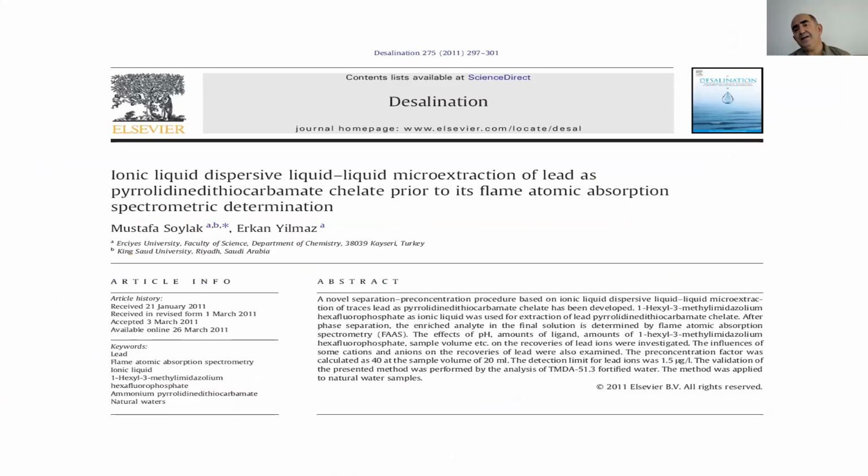As an example, I can give our work published in the Desalination journal: ionic liquid dispersive liquid-liquid microextraction of lead ions from environmental samples.